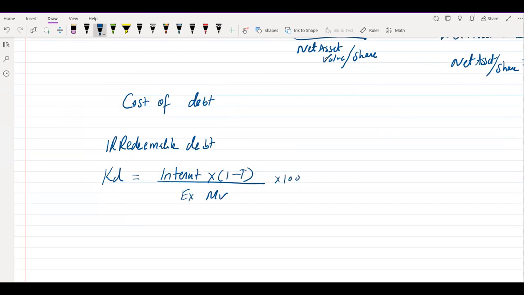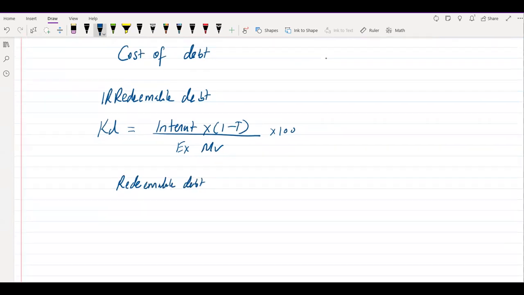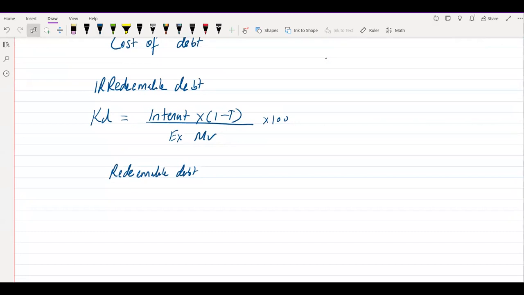So in irredeemable debt, if irredeemable debt comes, you will take interest into 1 minus T divided by X market value. That is irredeemable debt. What about the redeemable debt? Redeemable debt Kd will always be calculated through IRR.